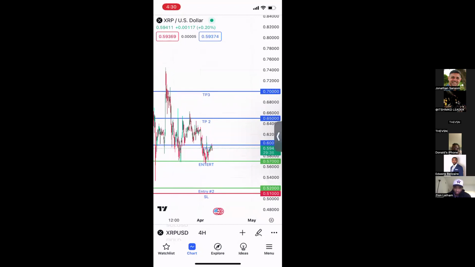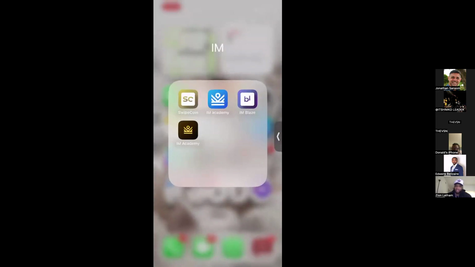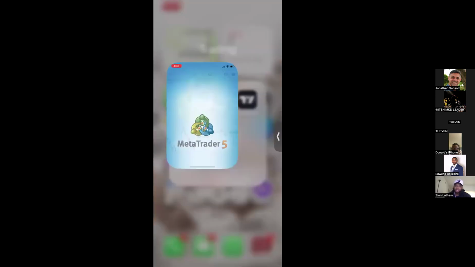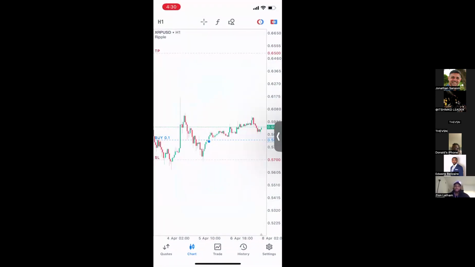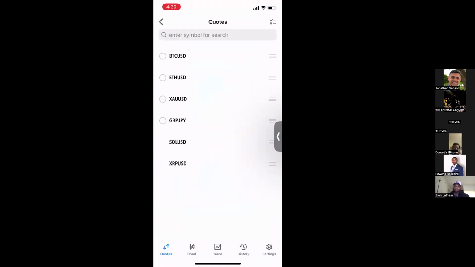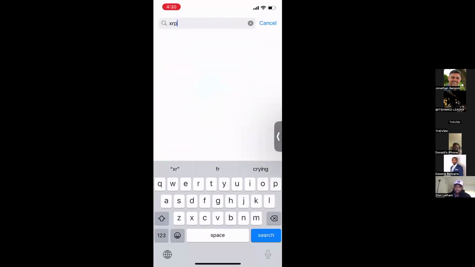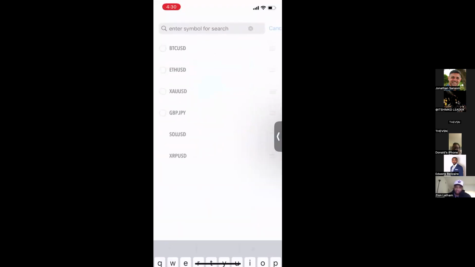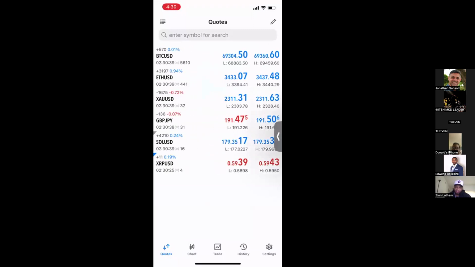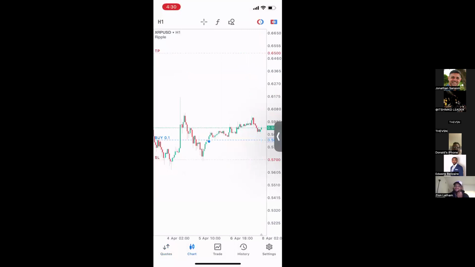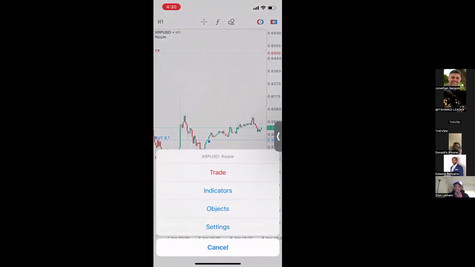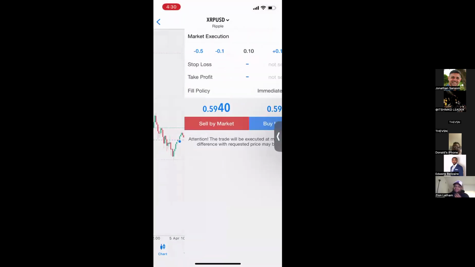So guess what we're going to do, guys? We're going to go into the market. We're going to go right here into MT5, MT4. We're going to click the little pencil. We're going to add XRP. I already have it, so it doesn't come up. And guess what we're going to do? We're going to market execute this trade. First thing I do when I mark this up is I'm going to do what? Market execution. I'm going to press trade.